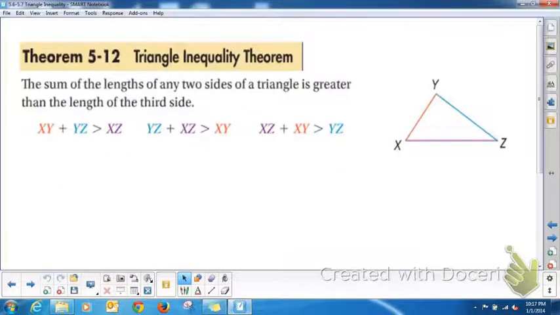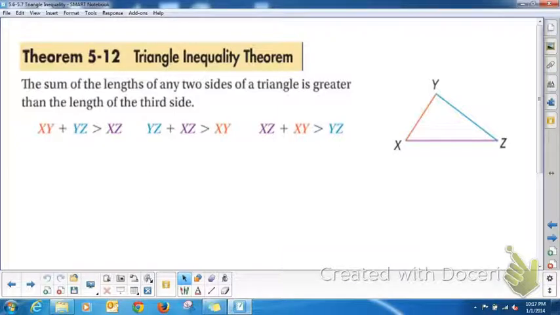Triangle inequality theorem. The sum of the lengths of any two sides of a triangle is greater than the length of the third side. So in order for three sides to make a triangle, two of them always have to be larger than the third. So really the rule here is if the two smallest sides add together to be greater than the third side, then it can make a triangle.